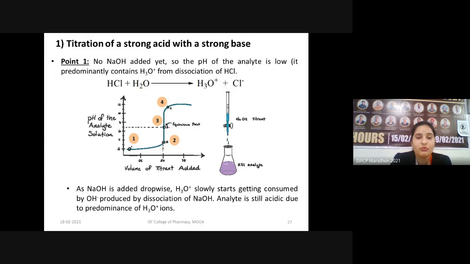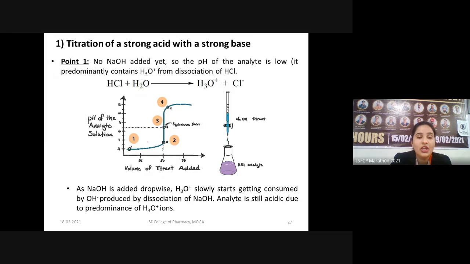Point 3 is a specific point at which all the proton ions have been completely neutralized by the hydroxyl ions. After point 3, we have point 4. This is a point at which we have extra base ions. So after this, the solution becomes basic in nature. So this is the graph.